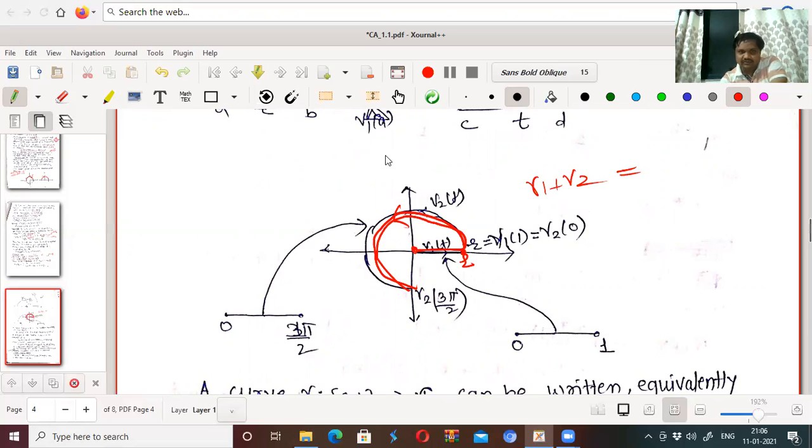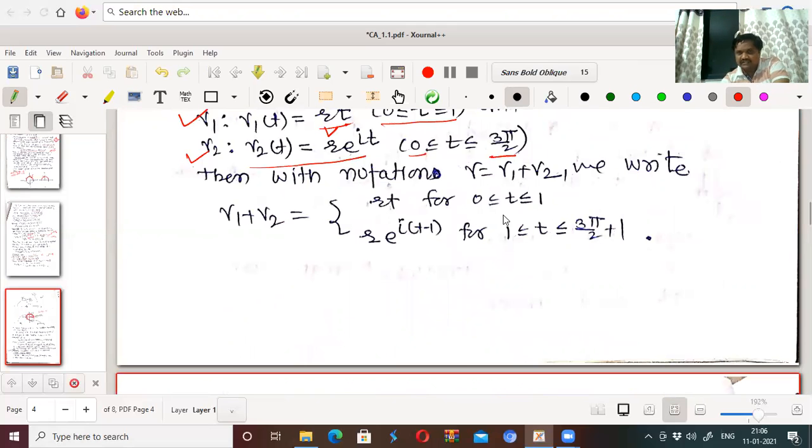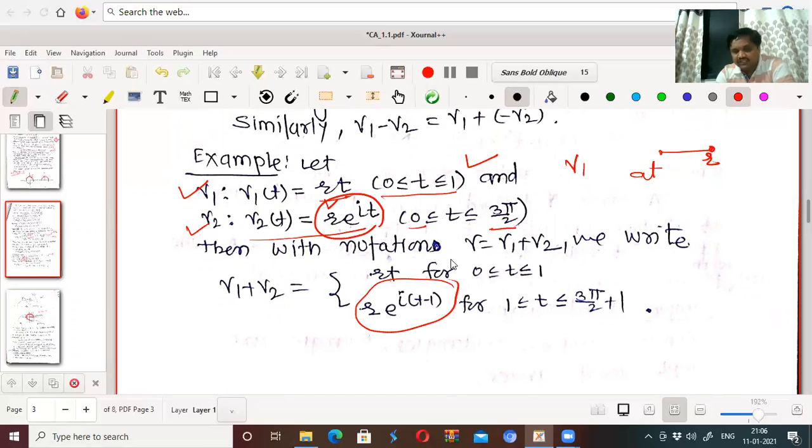Gamma 1 plus gamma 2 is equal to rt for 0 less than or equal to t less than or equal to 1, and it is r e to the power i into (t minus 1) for 1 less than or equal to t less than or equal to 3 pi by 2 plus 1. Why did we change this now? The first one we have taken as it is. Now what about this second curve? What is the union, gamma 1 plus gamma 2, if your t lies from 1 to 3 pi by 2 plus 1?